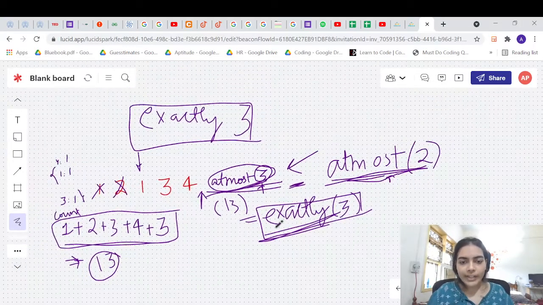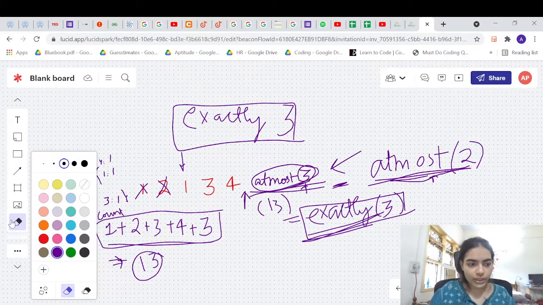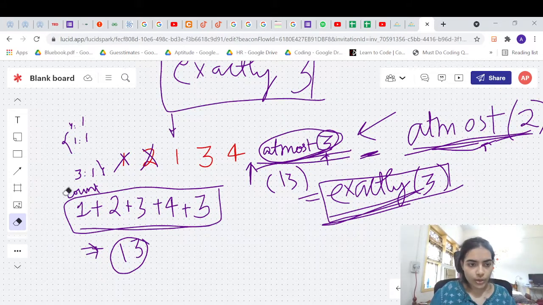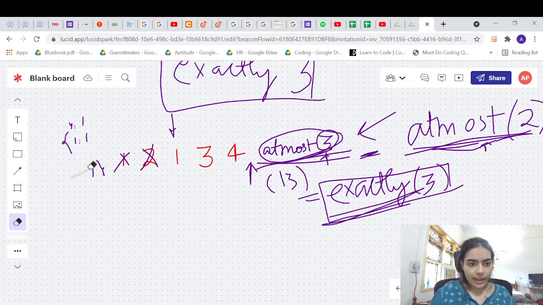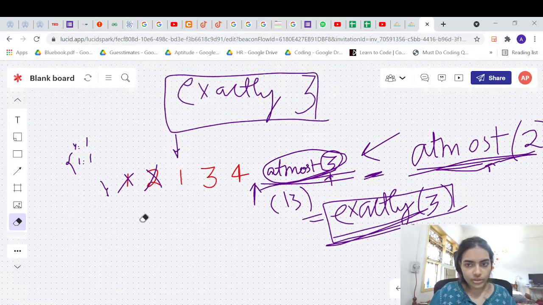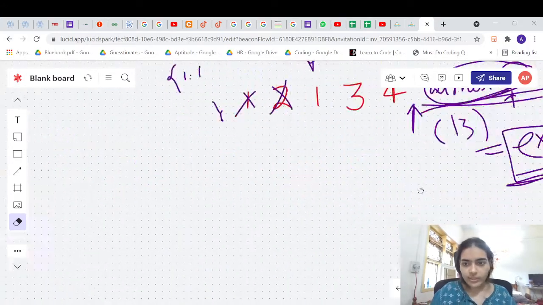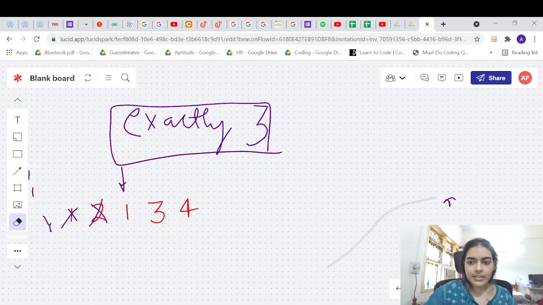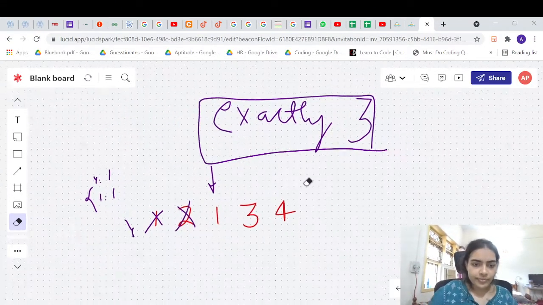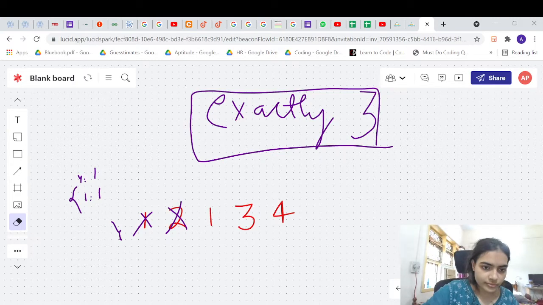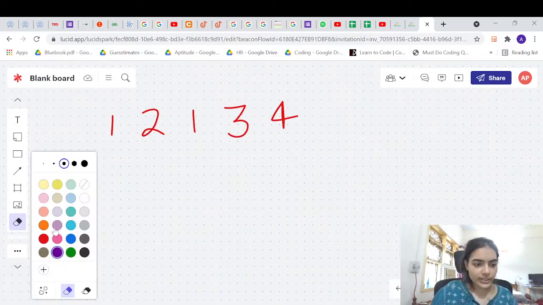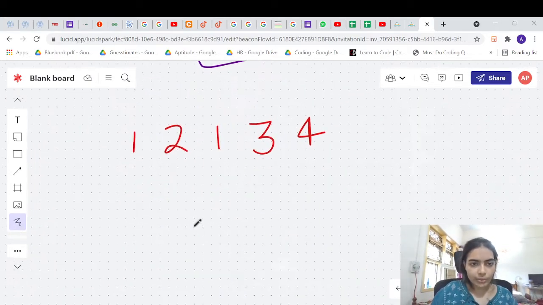So how do we find at most 2? Let's quickly do that also. Now we know the technique. Now we will very quickly try to find the answer for at most 2. Let me just erase all this and let us try to find the answer for at most 2. Let me erase this. Okay, let us start to find out the subarrays which are having at most 2 distinct integers, and we'll do it quickly. Now we know the technique.